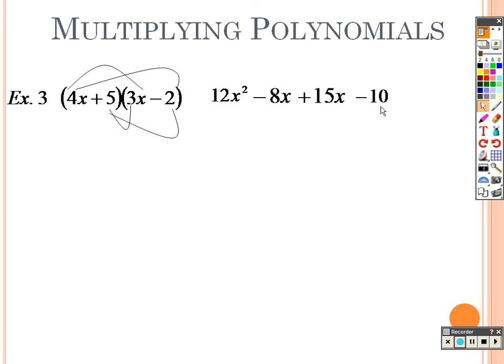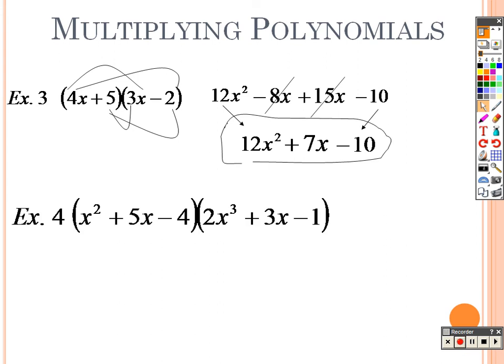So now all I need to do is combine my like terms, just like we did before with adding polynomials, just the last example. And when doing that, are there any other x squareds? Nope. Are there any other x's? Yes, there are. We have negative 8 of them, and we have 15 of them. So I drop down that 12x squared, and I need to combine these two x's together. I got negative 8 of them and 15 of them. So when I add them together, I have positive 7x. And bring down that negative 10, I have 7x minus 10. And there's your answer.